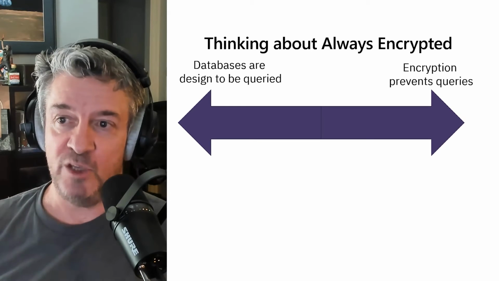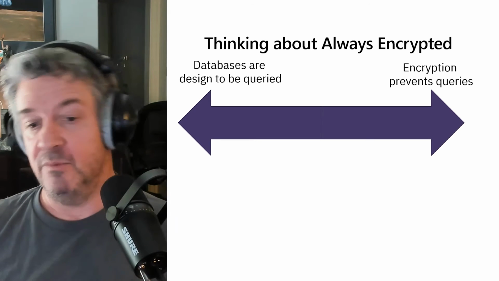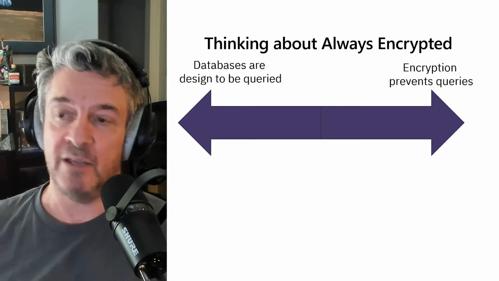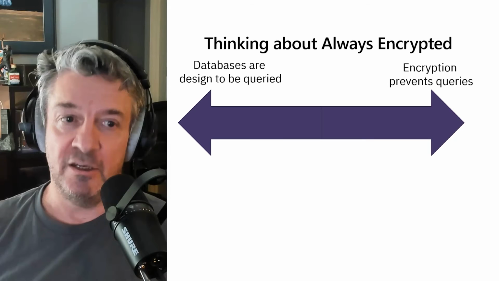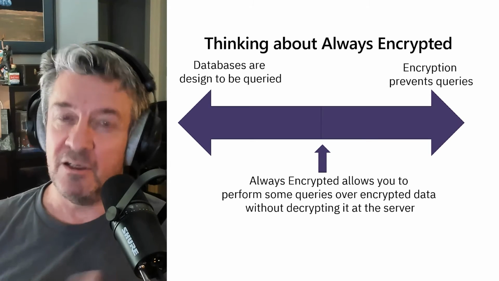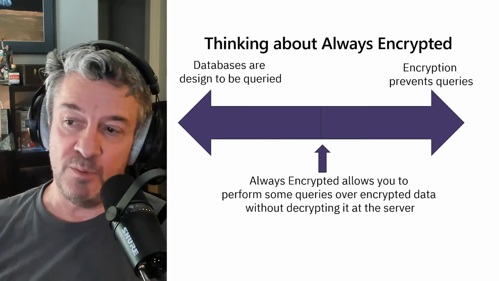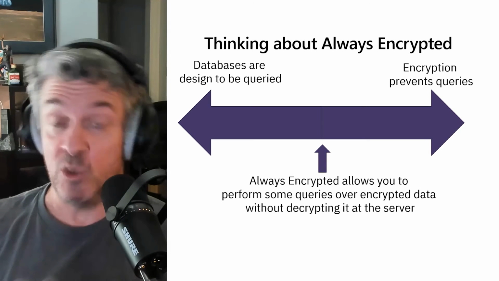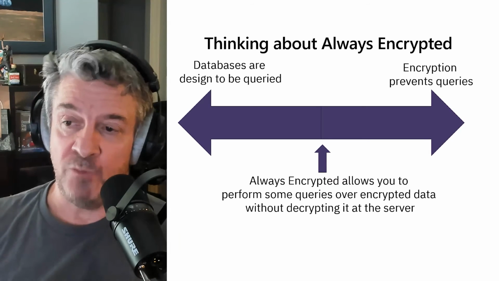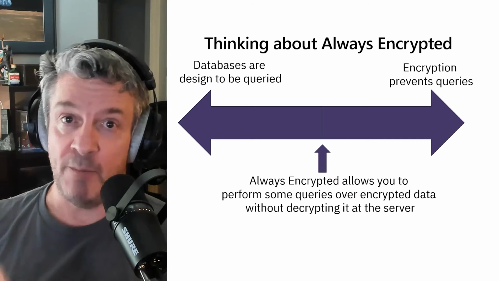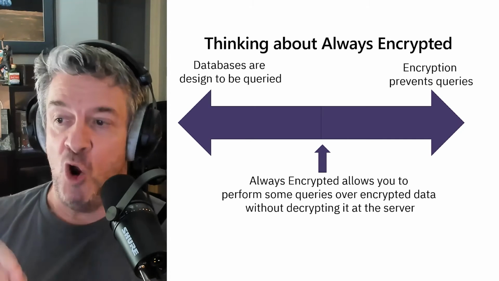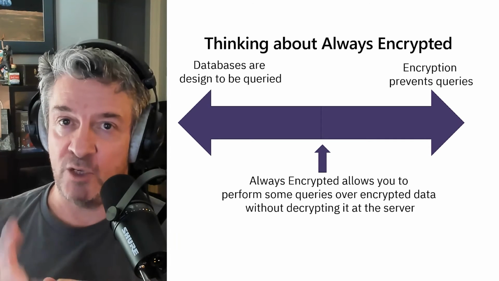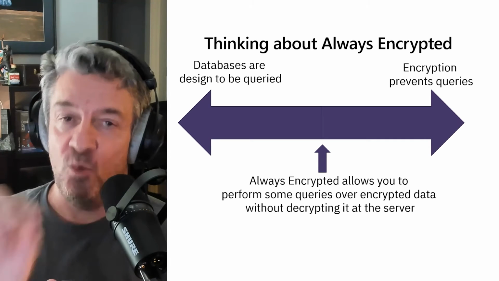So we've got this real problem here. We've got these products that are designed to be queried, and then these features that are designed to stop you from querying. What's interesting here is that Always Encrypted is kind of in the middle. And this is a really important point: I'm going to read it verbatim because I've always been very specific about my words. Always Encrypted allows you to perform some queries over encrypted data without decrypting it at the server.